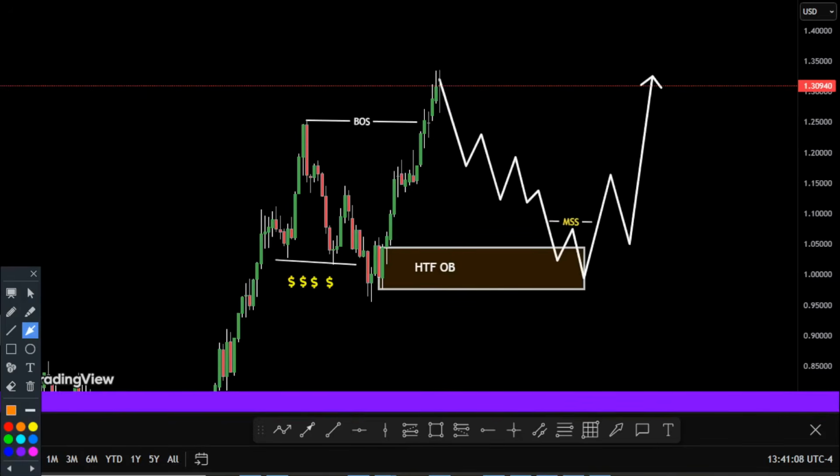When price taps into our higher time frame order block, which we can see here, we wait for a reaction and take the trade long. The reaction could be a market structure shift, a bullish engulfing candle, or a hammer candle. Once that happens, we take our long position. We target the next external buy-side liquidity level and place our stop loss below the order block.